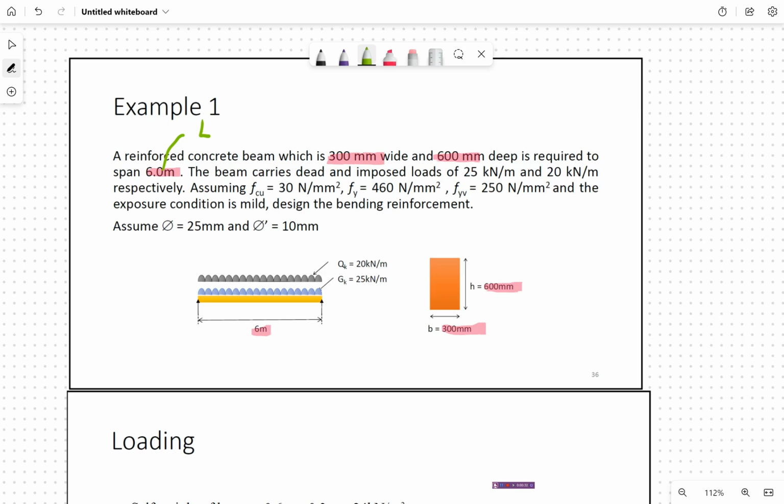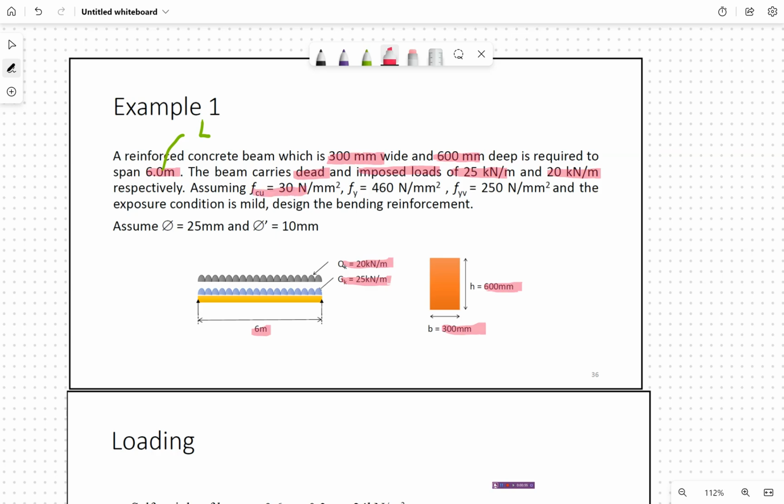The beam carries a dead load of 25 kilonewton per meter and an imposed load of 20 kilonewton per meter. So for that load, annotate as GK, and for imposed load, we're going to annotate it as QK.